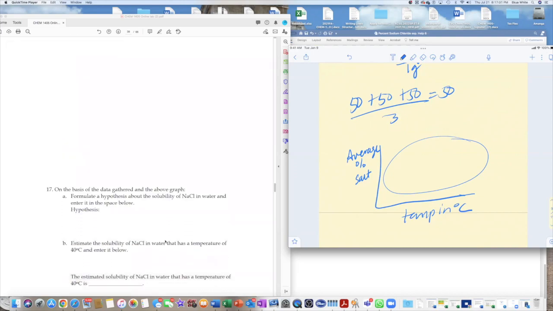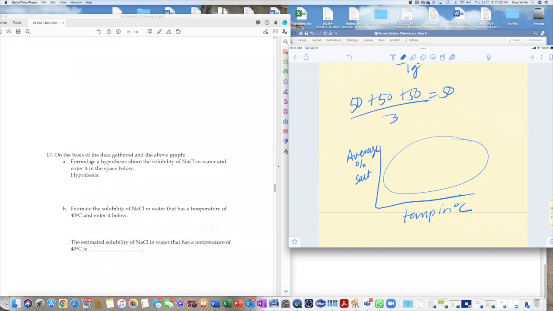Do you have to figure out the equation? Okay, so let's say that this is what you got, right? This is not right. Let's say you got, it's going to be a linear graph. Say you got that relationship. And it says formulate the hypothesis about the solubility of sodium chloride in water and enter the space. Formulate a hypothesis about solubility of sodium chloride in water and enter it in the space below.